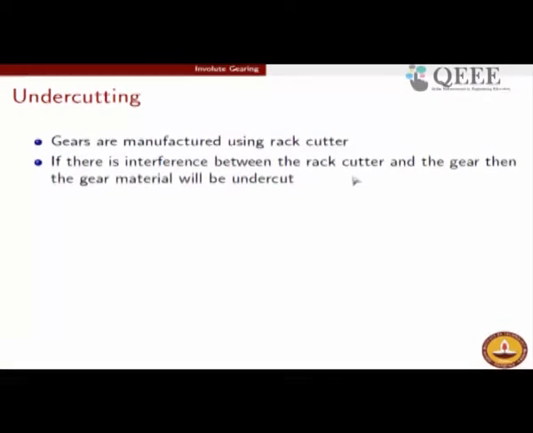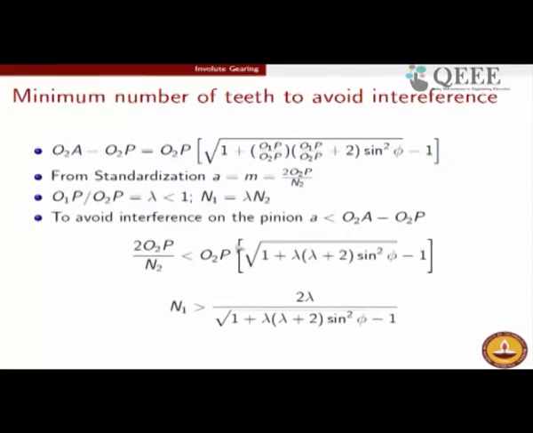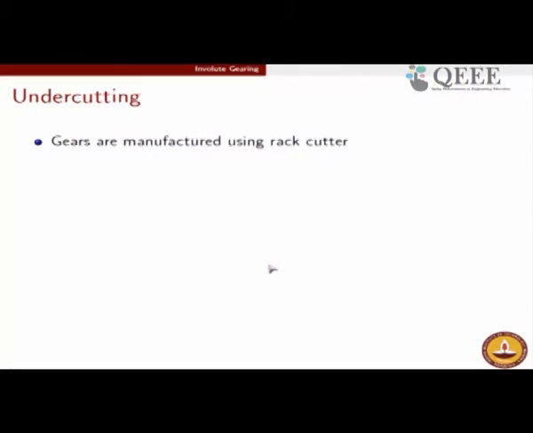So, if there is interference between rack cutter and gear, then the gear material will be undercut, which means that material will be scooped out by the rack cutter from the gear material. So, undercut gear teeth will be weak and will cause premature failure. So, basically what we do is that we take this ratio lambda to be 0. Remember, lambda is the ratio of the diameters of the smaller gear to the larger gear. The larger gear in this case has the dimension of infinity. So, therefore, lambda will become 0.